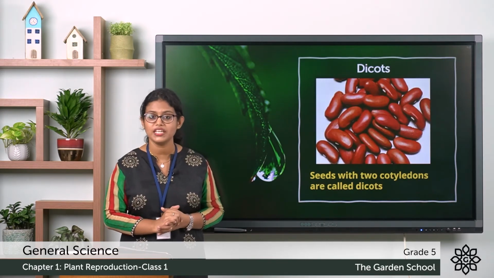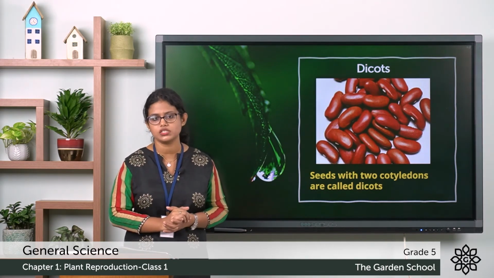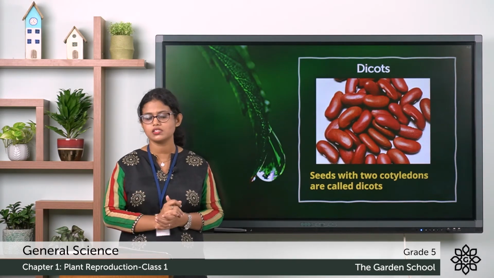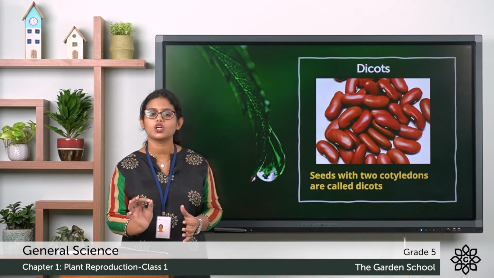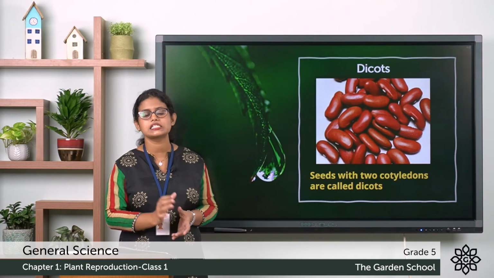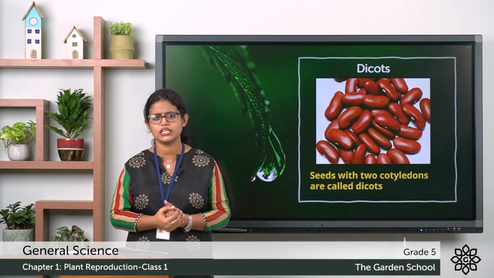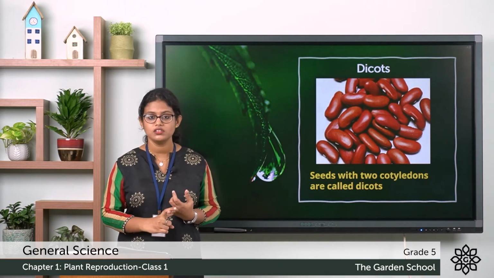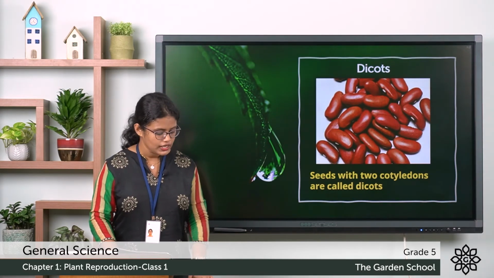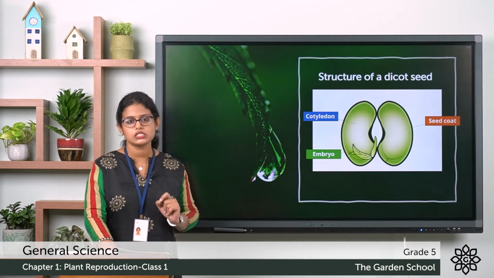D-I, what does it mean? It means two. So, a seed with two cotyledons, what do we call? Dicot. And such plants, we call them dicotyledonous plants. For example, seeds like bean and mustard all have two cotyledons. Now, let's see the structure of a dicot seed.